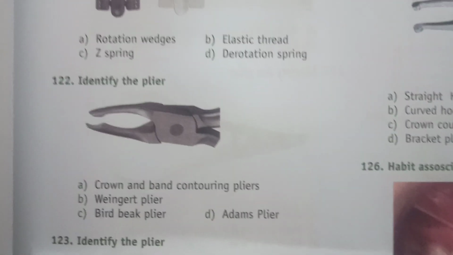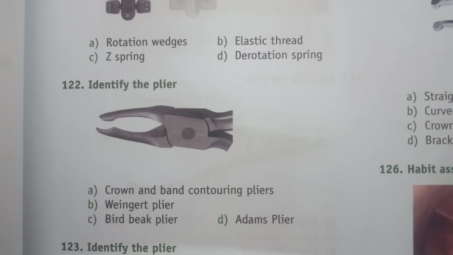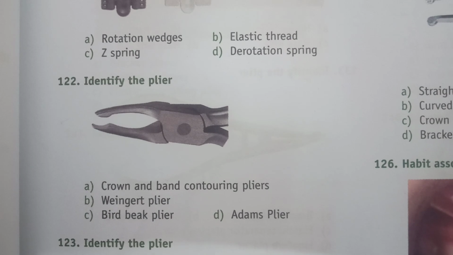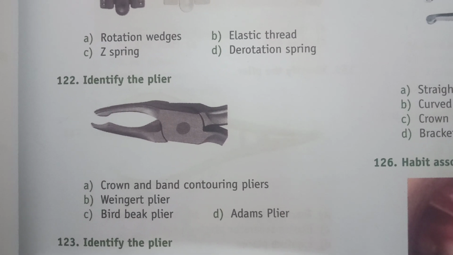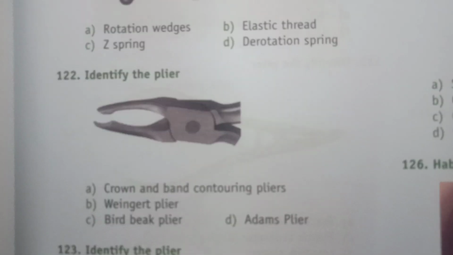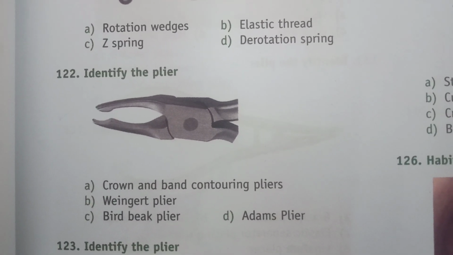Next question. Identify the plier. Crown and band contouring pliers, Wingert plier, Birdbeak plier, Adams plier. The answer is crown and band contouring pliers.